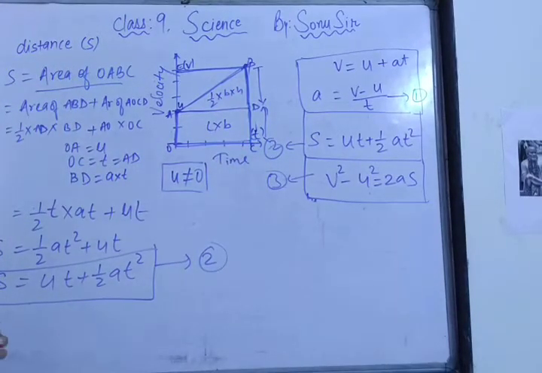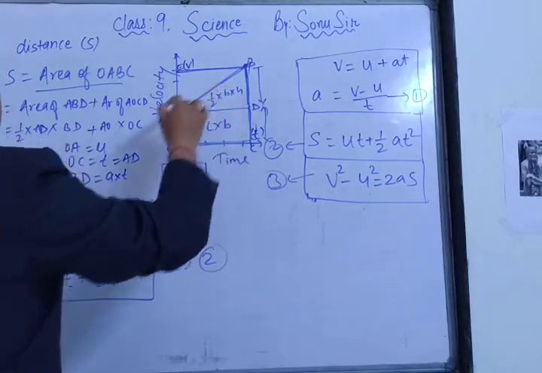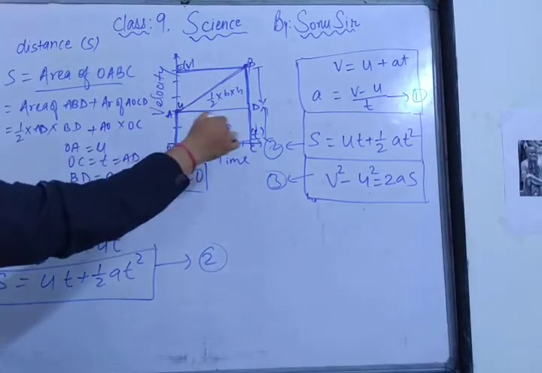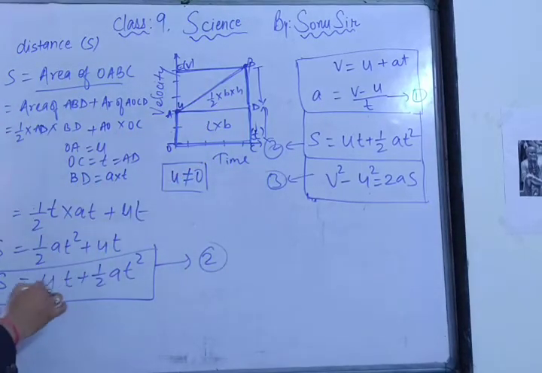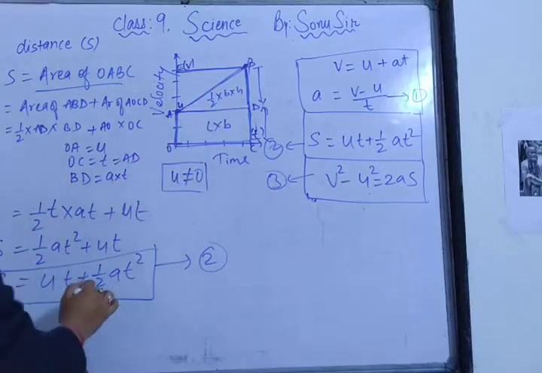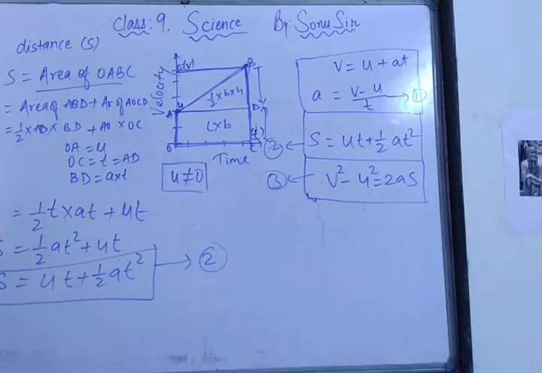So first you can take the triangle, or first you can take the rectangle. You will get the rectangle value UT and the triangle value half AT square. Got it? So this was our second equation of motion. Now let's come to the final one, that is the third equation: V square minus U square is equal to 2AS.